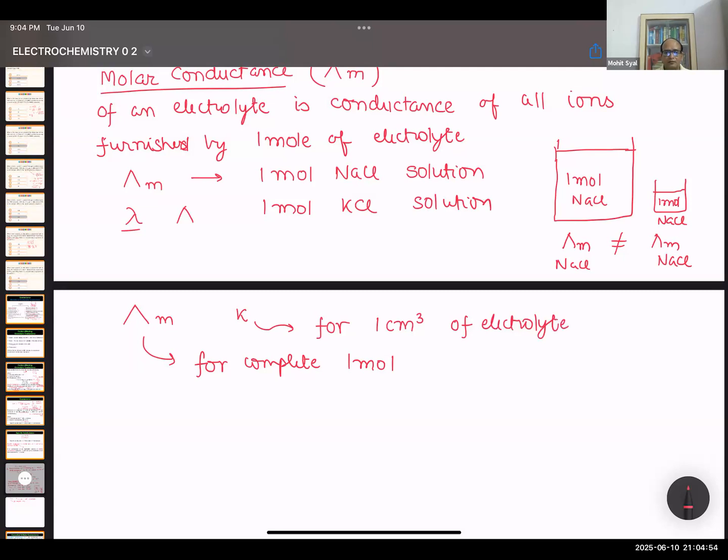Is it clear or not? There are 2 variables which we are having. So can you tell me, Ibrahim, how they are related? Aisha, can you tell me how they are related? Jaslyn, can you tell me how they are related? This is for complete 1 mole, and that is not for 1 mole, that is for 1 ml, 1 cubic centimeter. Can any one of you help me out? How to correlate them?